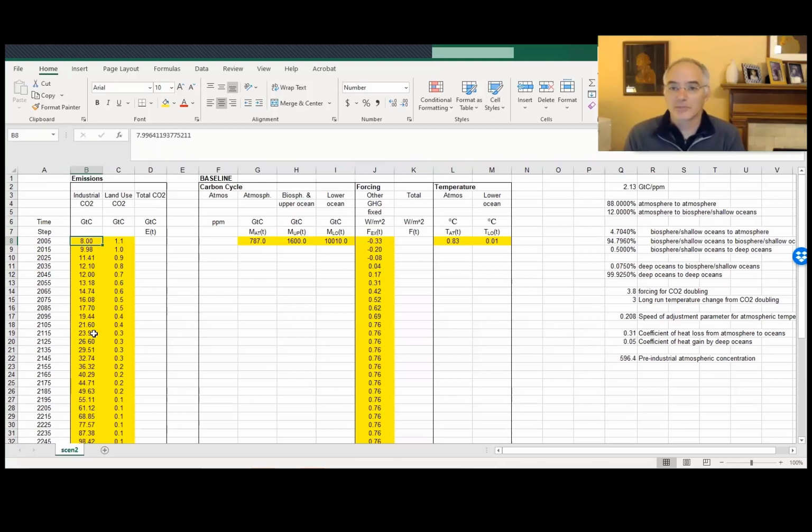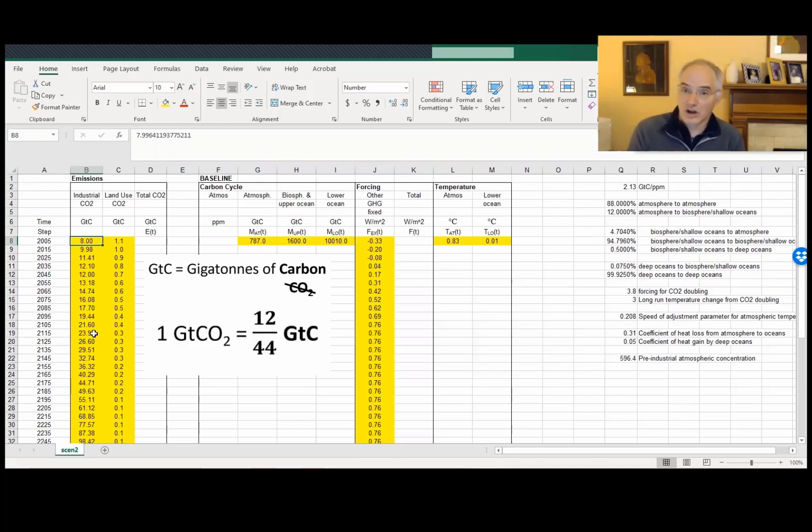A second thing I should just start by noting is that the emissions in this spreadsheet need to be in gigatons of carbon, not carbon dioxide. To convert your projections of carbon dioxide into carbon, you need to divide by 44, the molecular weight of carbon dioxide, and multiply by 12, the molecular weight of carbon. You don't have to understand the chemistry, just make sure that you're projecting gigatons of carbon when you paste your data into column B on this spreadsheet, which is the first thing you should really do to get started.